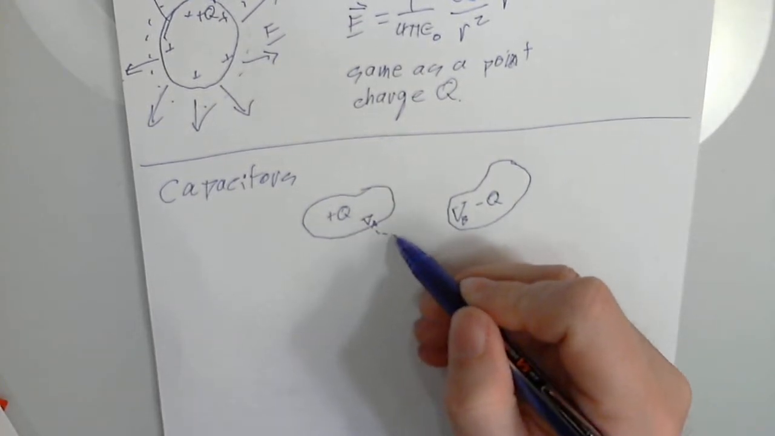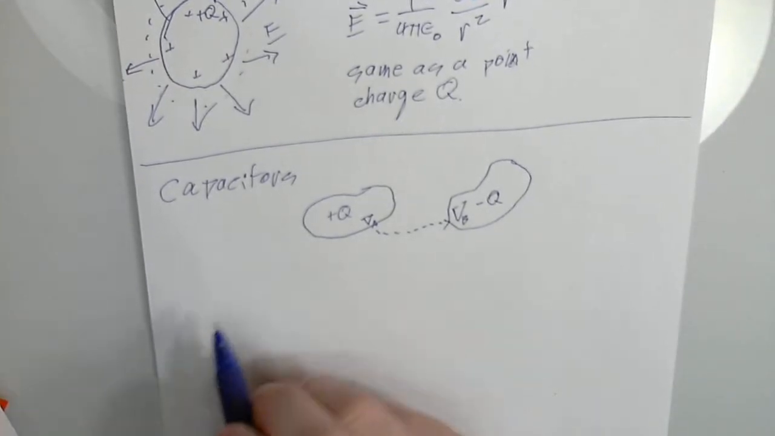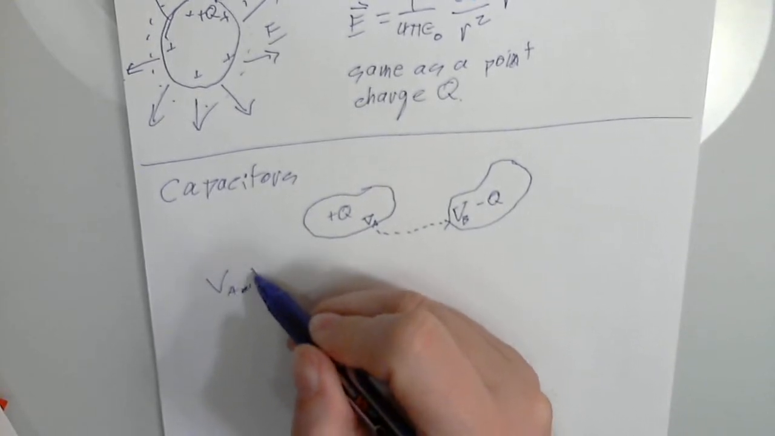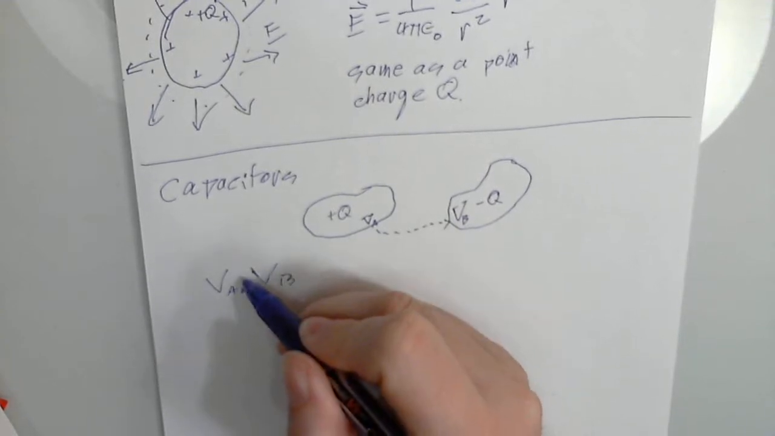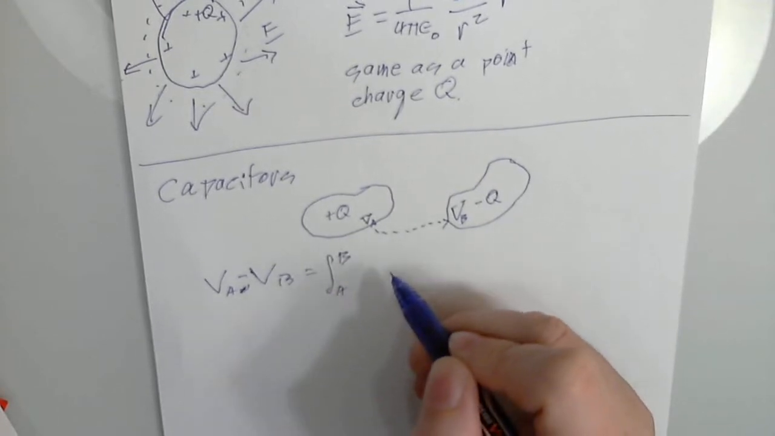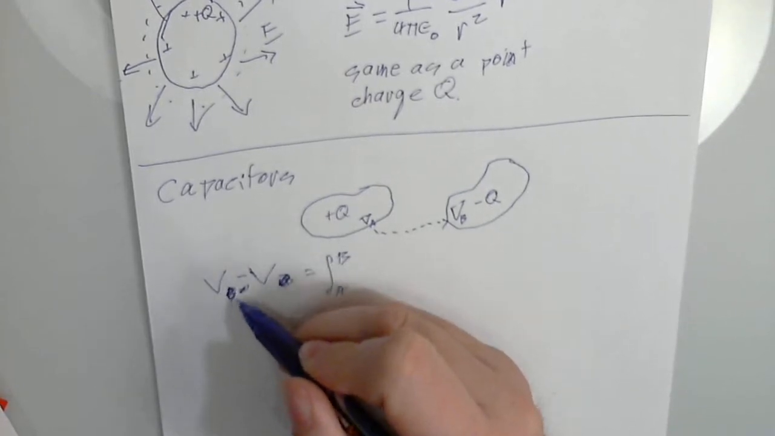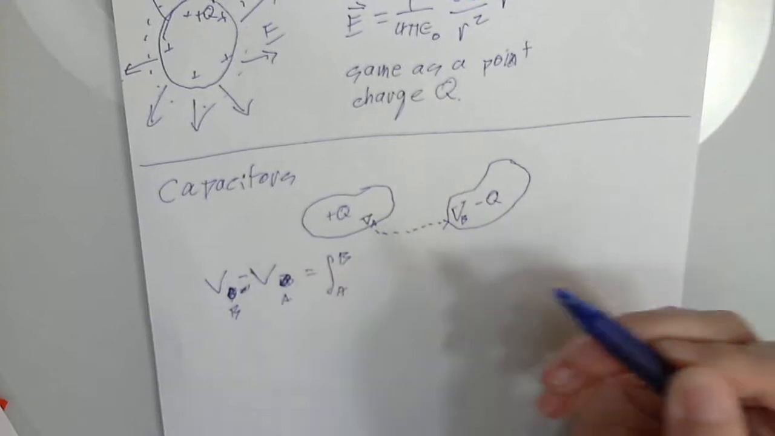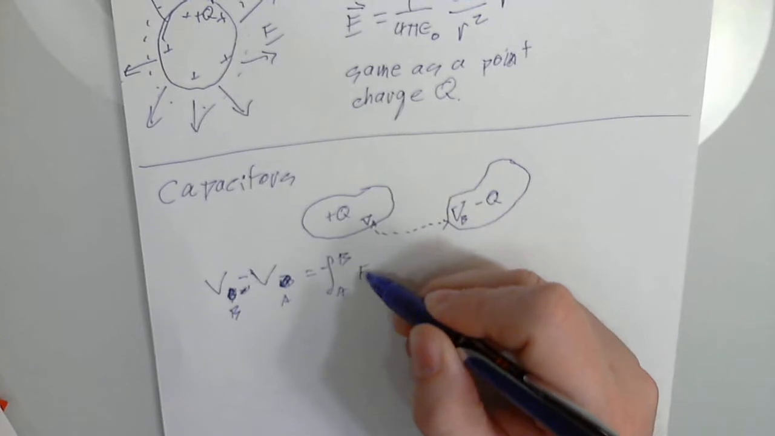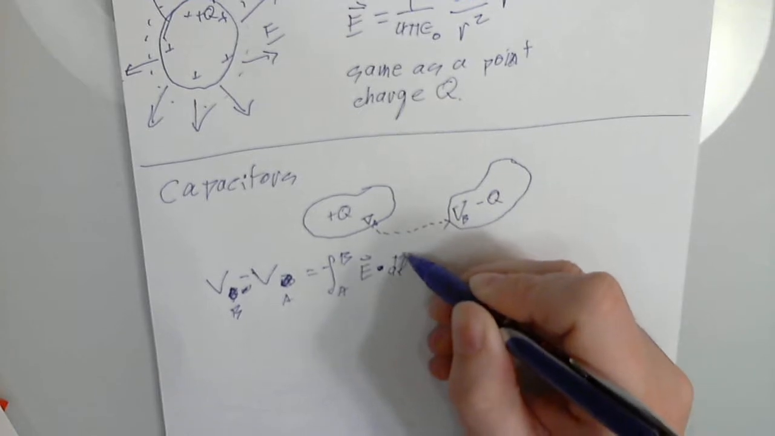Well, I have to do a path integral through the space between the conductors from VA to VB. VA minus VB is equal to the integral from A to B. Oh wait, VB minus VA. Ugh. VB minus VA is minus the integral from B to A of the electric field in the area between the two conductors along that path, integrated along that.